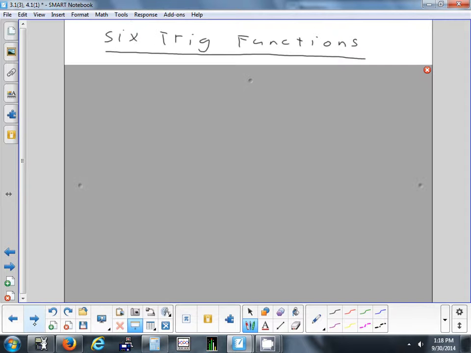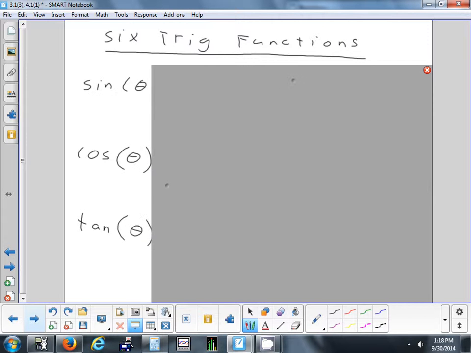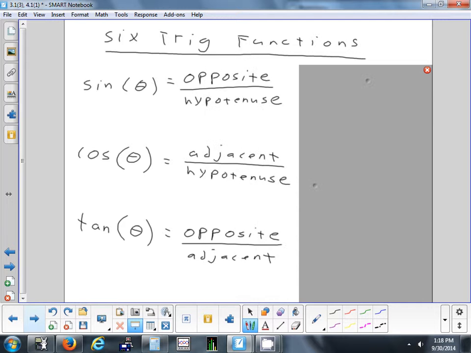All right. So using those terms, we're going to define our 6 trig functions again. And this time we're not going to use a unit circle. We're going to use a triangle. We'll start with sine, cosine, and tangent. Sine is defined to be opposite over hypotenuse. Cosine is adjacent over hypotenuse, and tangent is opposite over adjacent.